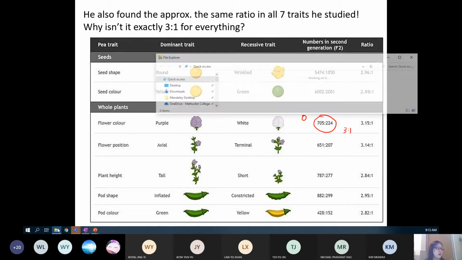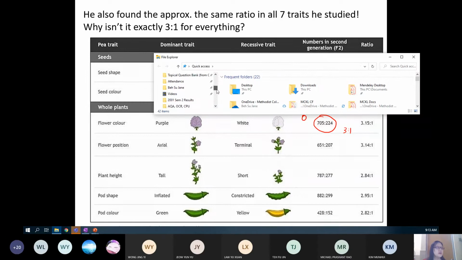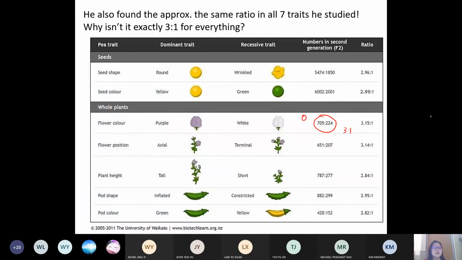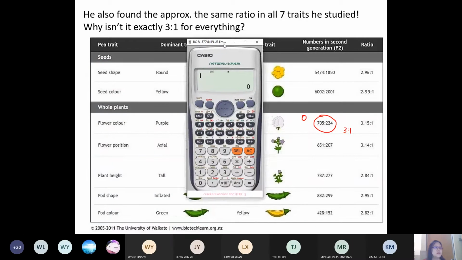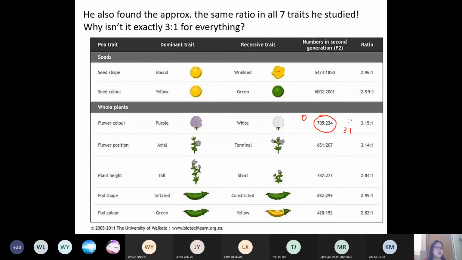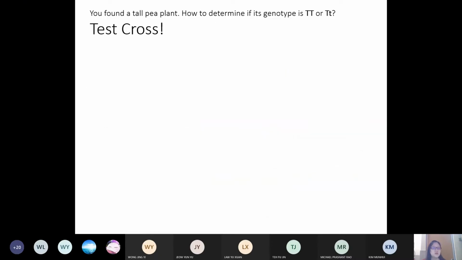I don't have a calculator beside me, but I'm just going to find the calculator that I downloaded. Where is it? This is fun. Right, so we have 705 plus 224. We divide that by 4. So we expect maybe 232 on one side. Where is my calculator? Oh shucks, it disappeared.